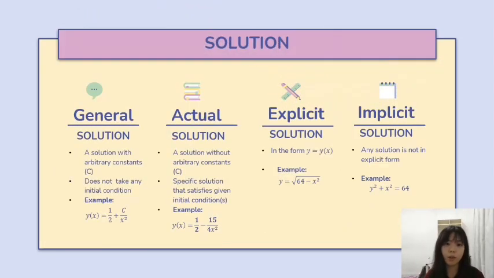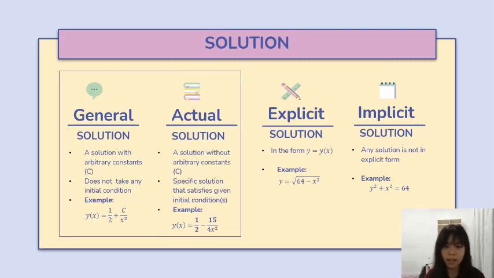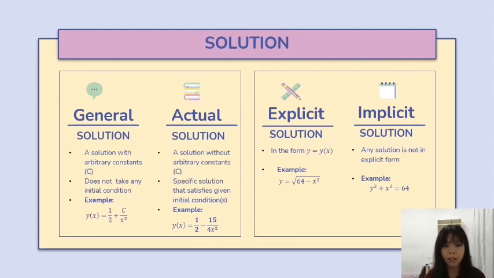In ODE, we have to know 4 types of solutions, which are general solution, actual solution, explicit solution, and implicit solution. And here are the definitions for each type of solution and an example.